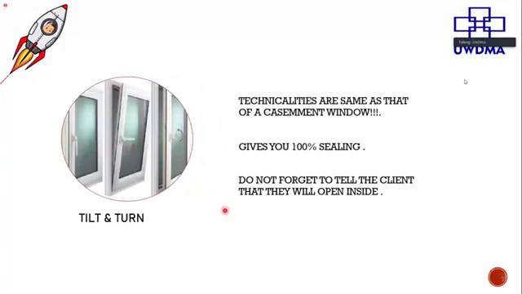Okay. And if we come to tilt and turn, the technicalities are the same as casement windows. Of course, they are going to give you 100% sealing, but the only issue is they are going to open inside. So before promising tilt and turn windows to your client, you have to tell them that these are going to open inside. So you need a space inside your room where these windows could open.